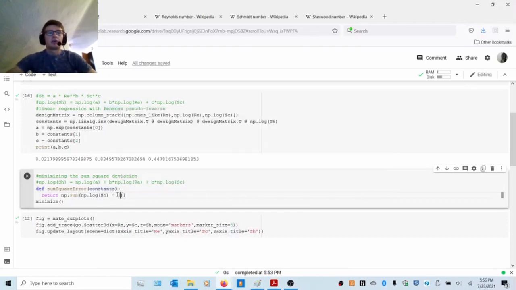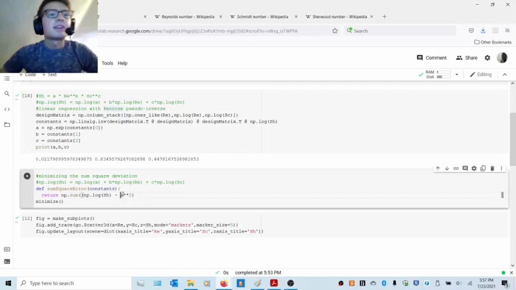And so now we need to take the difference between these two things, but that difference needs to be squared. It shouldn't be multiplied by 2, it should be squared. And then the summation is just going to sum it up for the whole array. Because remember, this NP log of Sherwood number is an array of 100 values. So we need to subtract that, and I like everything I see so far.